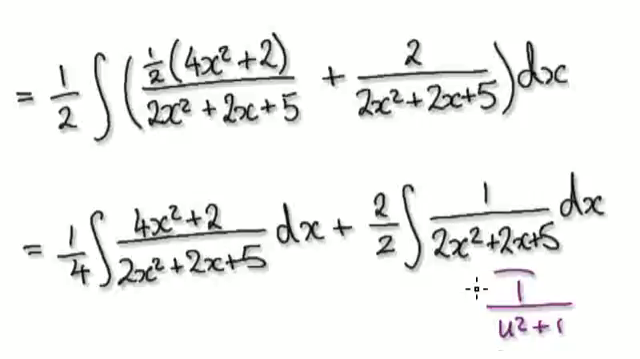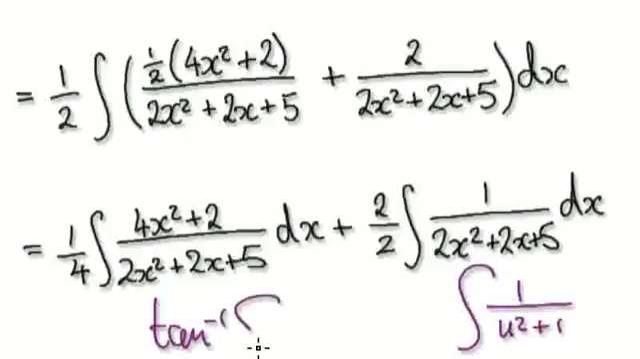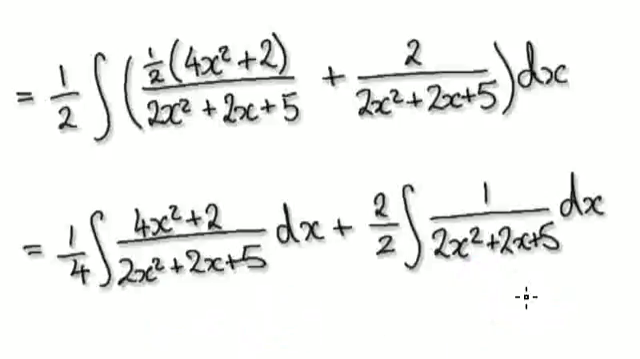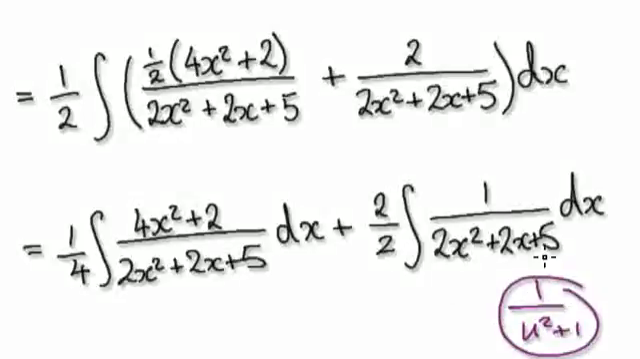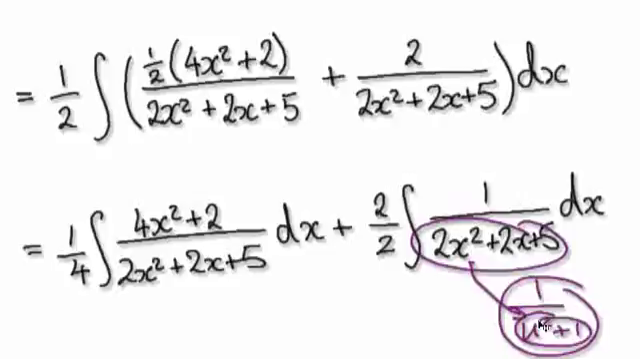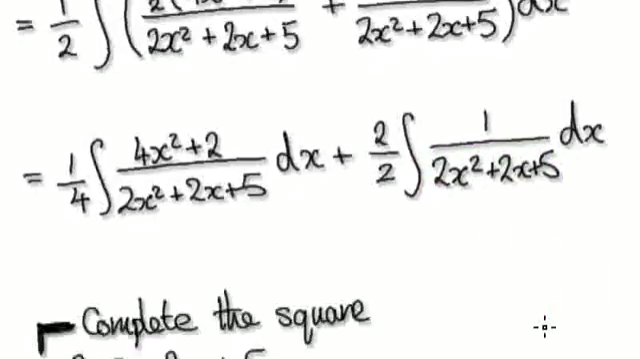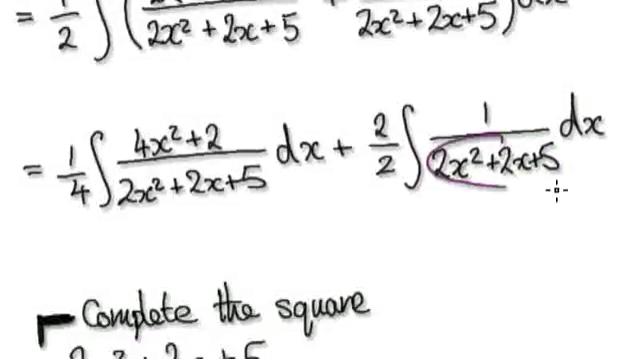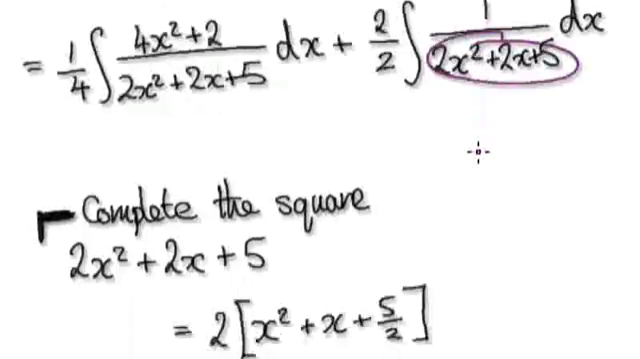And remember, we want it in this form because we can easily integrate this. If you integrate this, it will be inverse tan or something. So get it in this form here. Well, we can get this into this form by completing the square. So complete the square on this.